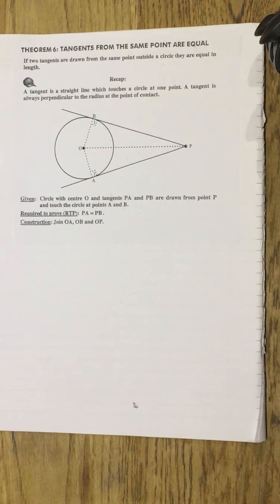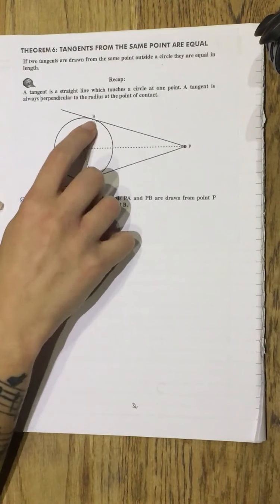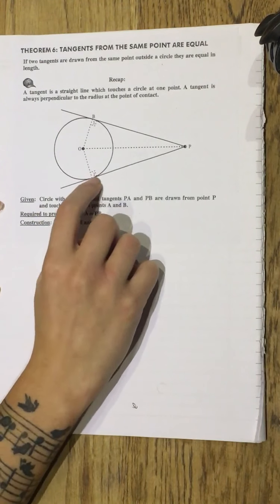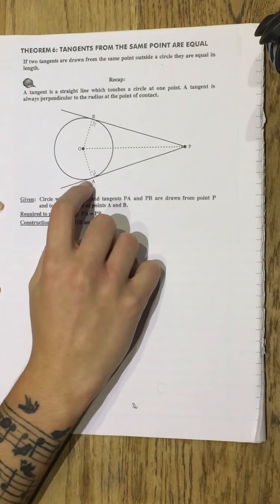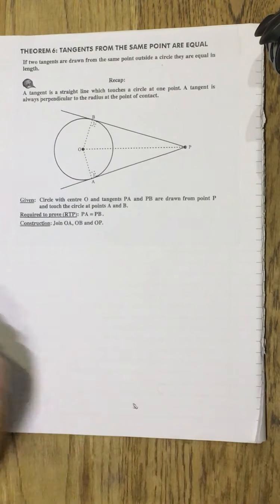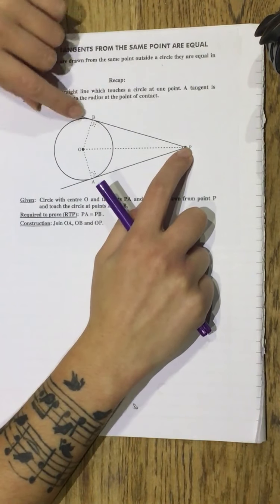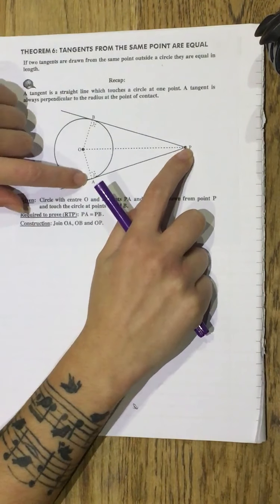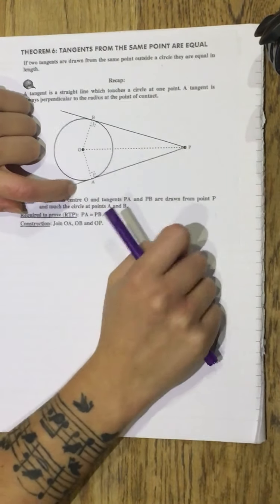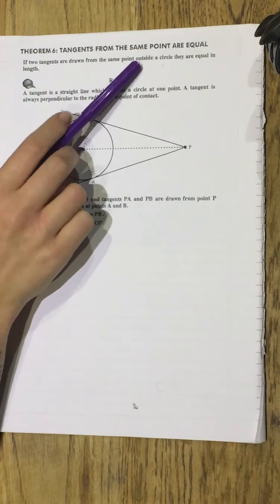So with Theorem 6, what we are proving is, if you look at this drawing over here, we have a circle and we have two tangents that are drawn. Remember, tangents touch the side of the circle, they cut on the circumference. They're both drawn from point P here. What this theorem is basically saying is that if two tangents are drawn from the same point, where they meet here, so this is PB, and where they meet here, PA, these two lines will be equal. So it says here, if two tangents are drawn from the same point outside a circle, they are equal in length.